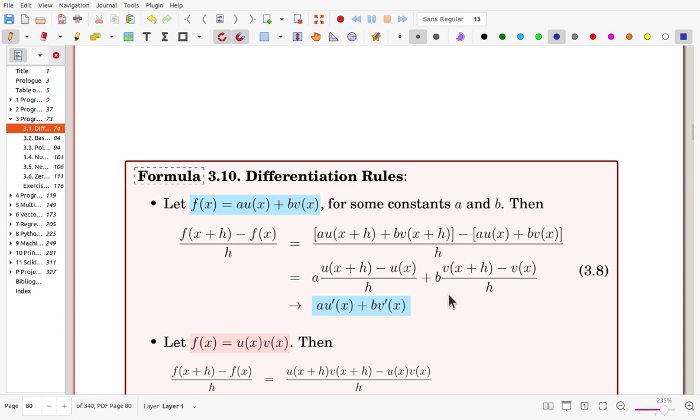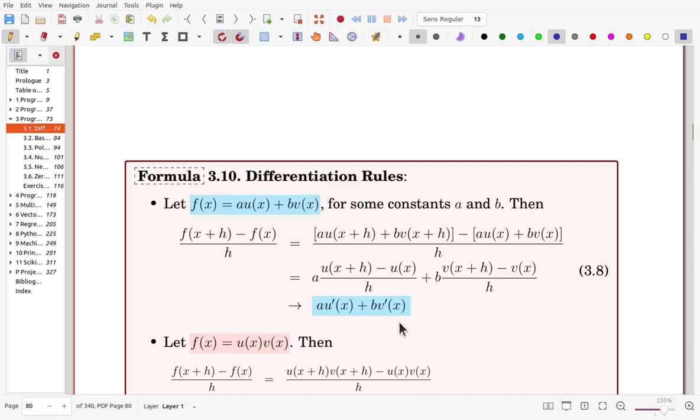u prime, that will also approach v prime, assuming the limit exists. So we can have this formula. For the linear combination of two functions, its derivative is basically just the linear combination of the derivatives of each function.